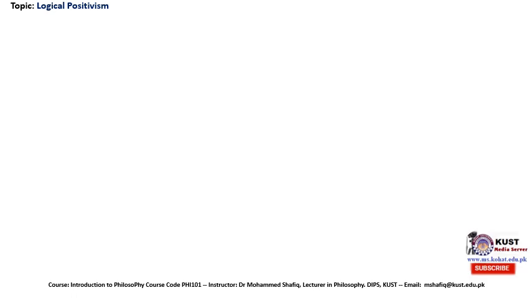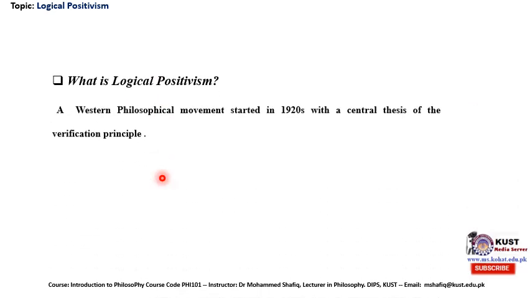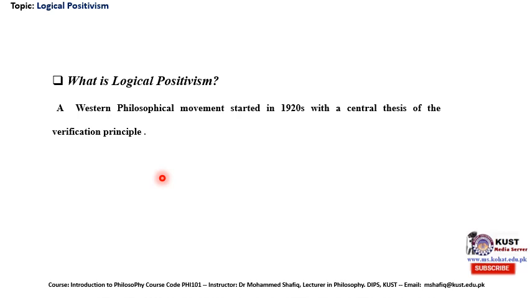Now, what is logical positivism? So, students, logical positivism is a philosophical movement, a Western philosophical movement that started in the 1920s, with the central thesis of the verification principle. Actually, that was a movement, and a group of philosophers and scientists started that movement, which lasted till 1936.